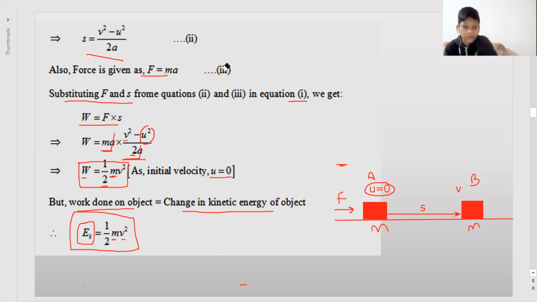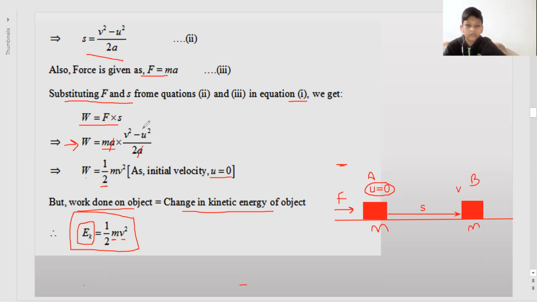Sir, can you explain how W equals half mv square came? W equals, see, half mv square. Hope this step is clear to you. We have written F equals to MA and this one. Will this A and A get cancelled?